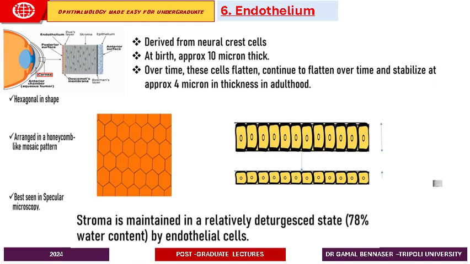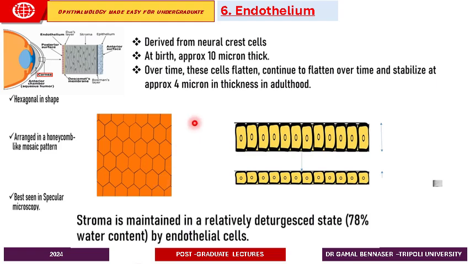Now, these cells at birth are around 10 micrometers in thickness, and as we grow up, they continue to flatten to become around 4 micrometers in thickness, and they have a honeycomb appearance or mosaic pattern, the shape as seen by specular microscopy. And as I said, the main function is to maintain the corneal deturgescence and control actively the sodium-potassium pump and the hydration of the cornea.